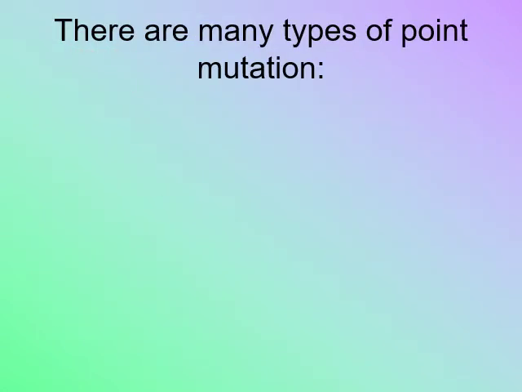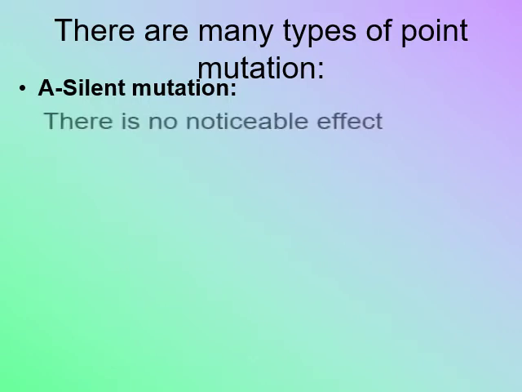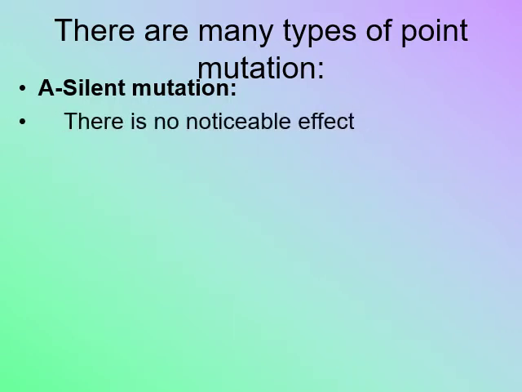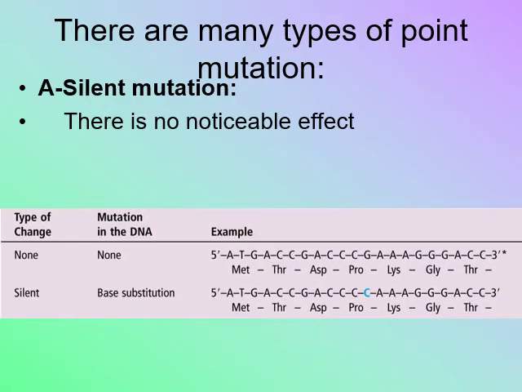There are many types of point mutation. Silent mutation: there is no noticeable effect because both of those codons code for the same amino acid. For example, if CCG is changed into CCC, both of those codons code for the same amino acid, called proline.